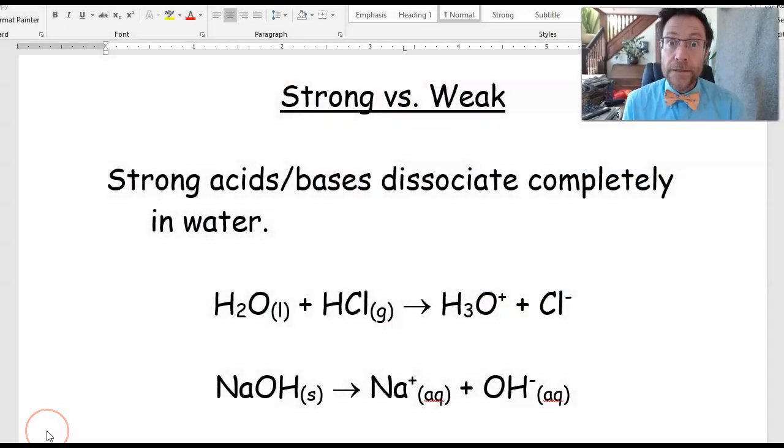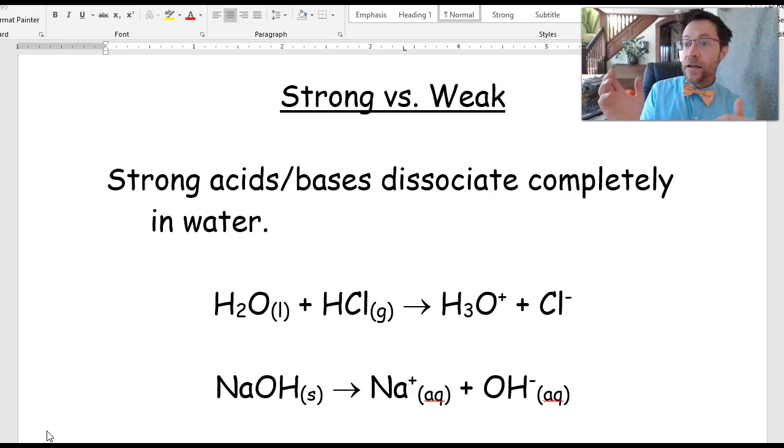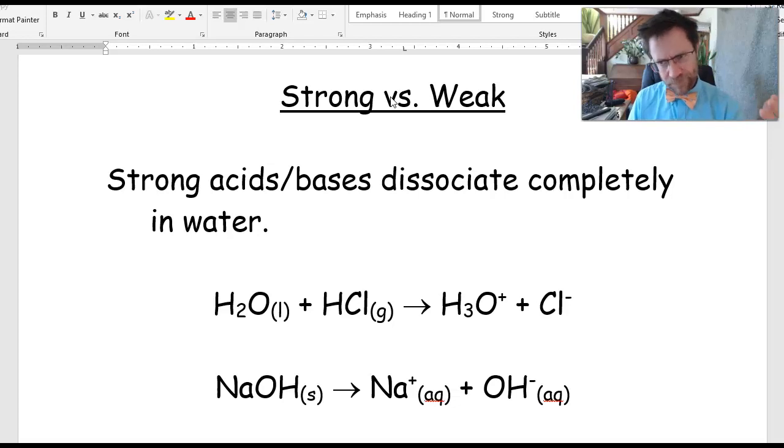So let's get at it. Because today, building on defining what an acid and a base is, today we're going to talk about what makes a strong acid versus a weak acid. And same thing with base, because it's not quite as clear as it may seem.